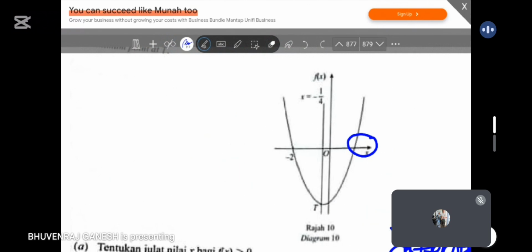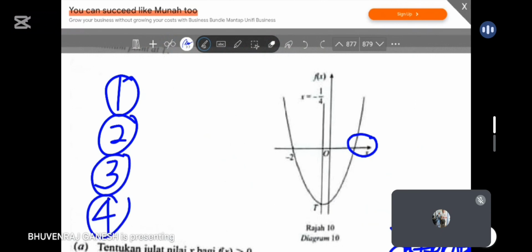Are you sure 3? Betul ke 3 langkah? Bukanlah, bukan 2 saja guys. Yes, Amelia correct. Okay, the answer is actually 4 steps guys. Kita ada 4 langkah guys. 4 steps.